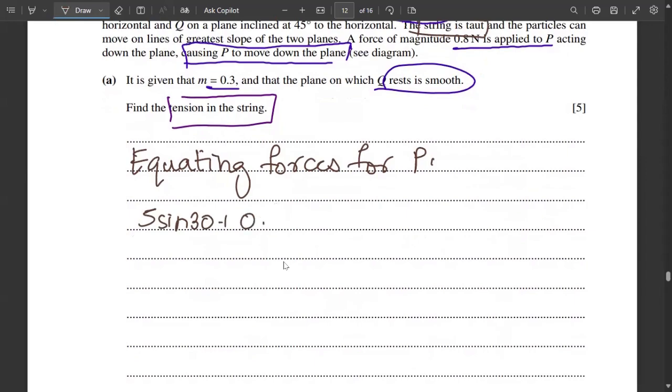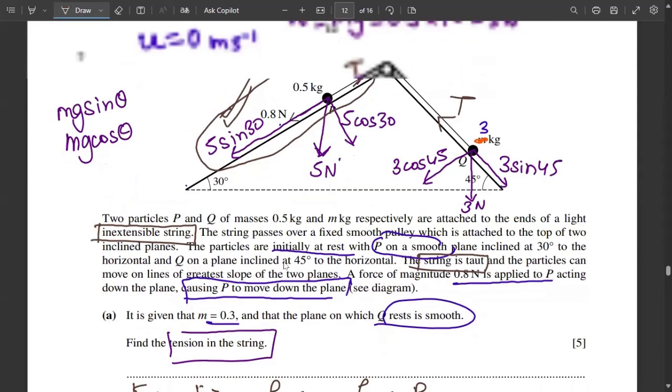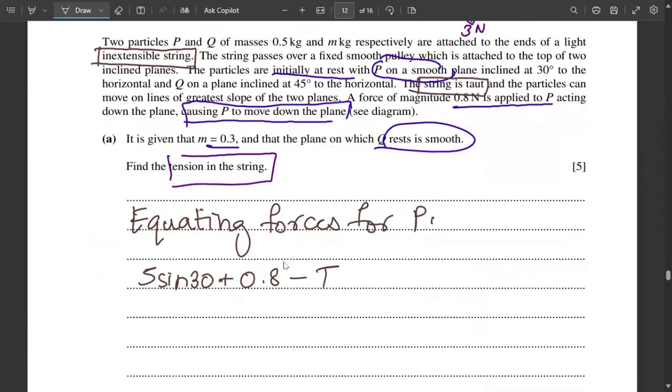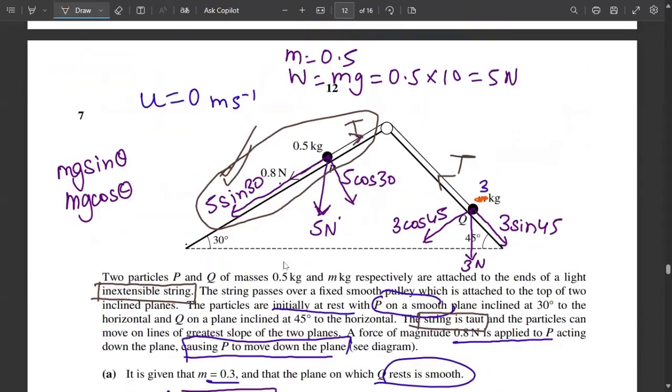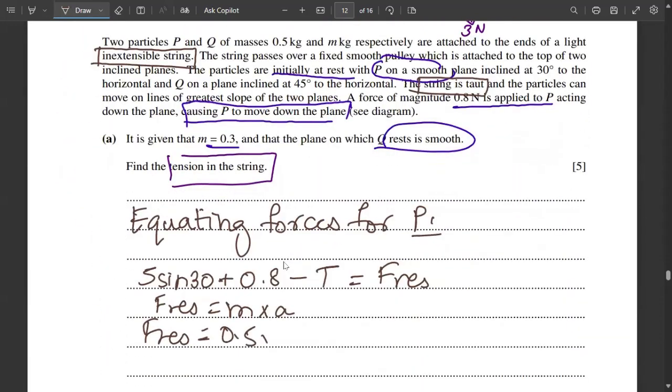plus 0.8 minus T. This is the resultant force acting on P. And we also know F resultant is equal to mass into acceleration. So what is the mass of P? The mass of P is 0.5. Acceleration, we don't know, haven't mentioned. So instead of F resultant, I can write 0.5a.